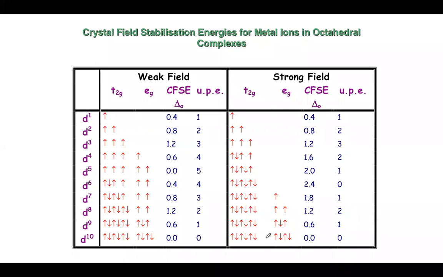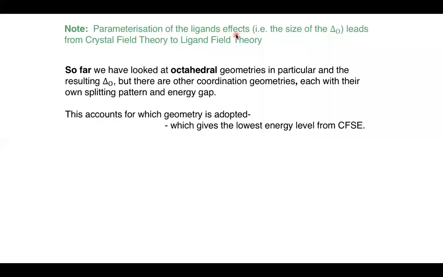Crystal field stabilization energies for different metal ions and octahedral complexes: the number of electrons in the T2G set, the number of electrons in the EG set, crystal field stabilization energy, or delta O, and the number of unpaired electrons for weak field and strong field cases. Note the parameterization of the ligands affects the size of delta O and leads from crystal field theory to ligand field theory. So this is where we're doing a more robust treatment of the ligands, in ligand field theory.